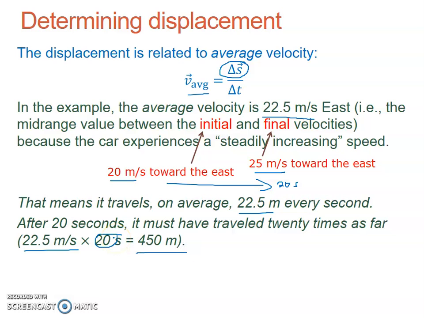Okay, makes sense? It travels a lesser distance at the beginning and a greater distance toward the end, but on average, we find the total distance is going to be given by the average velocity, and that's 450 meters. Okay, we're almost out of our 15 minutes, so I will continue with this in the next lecture.